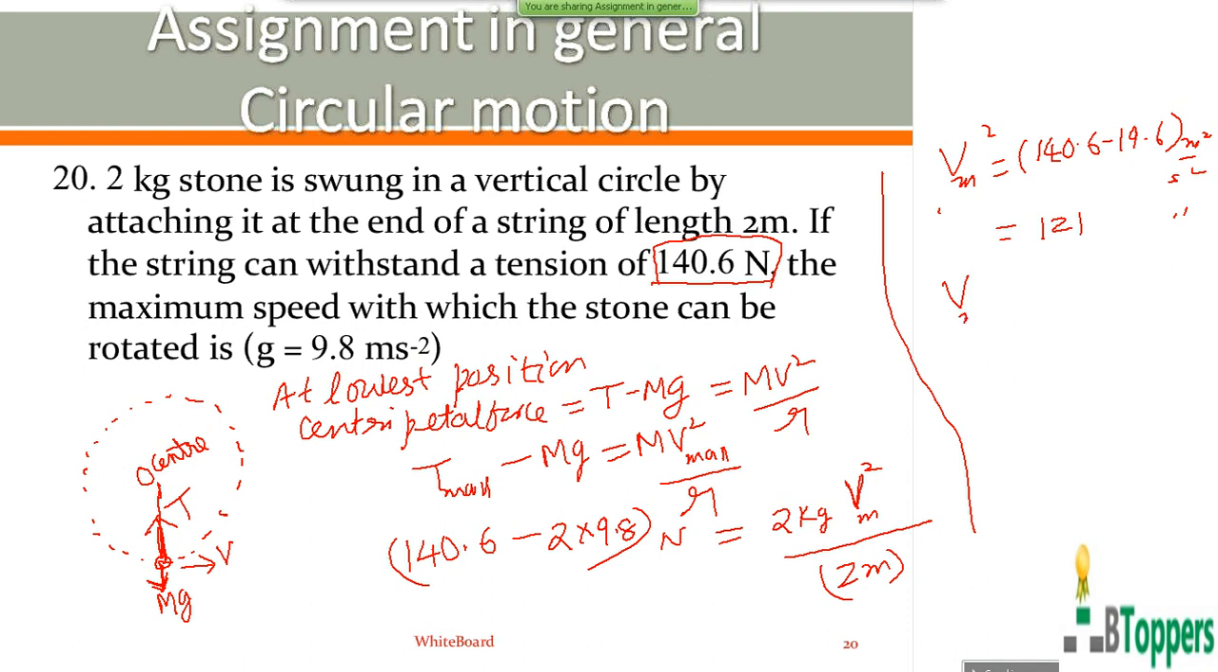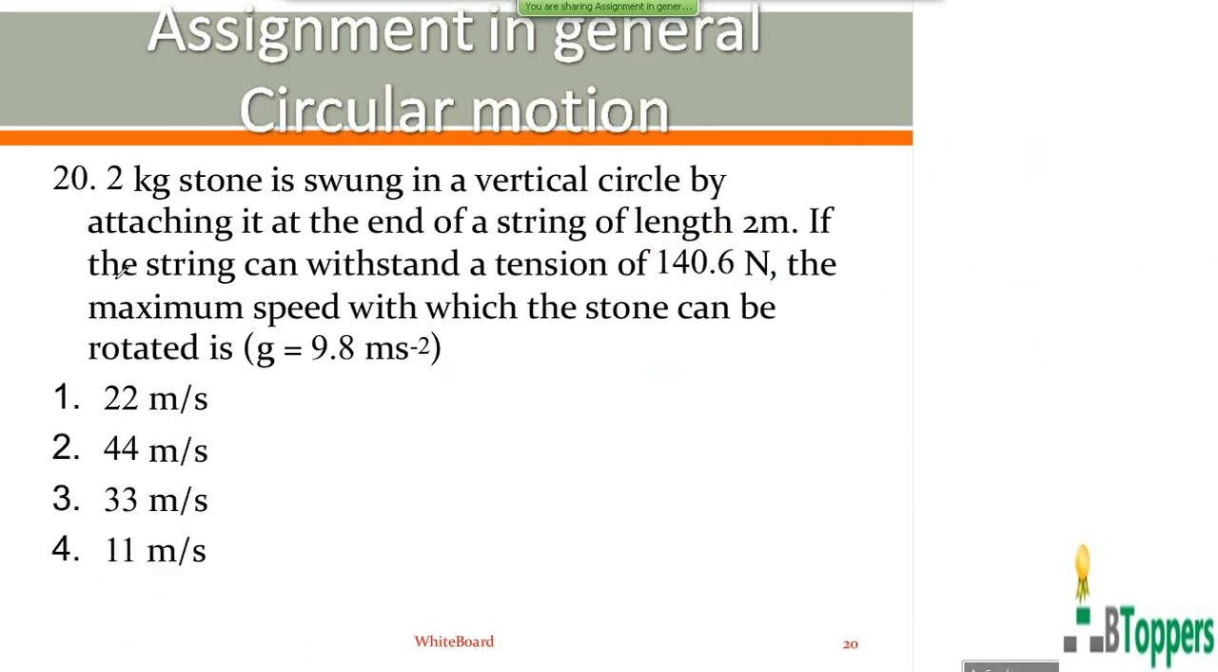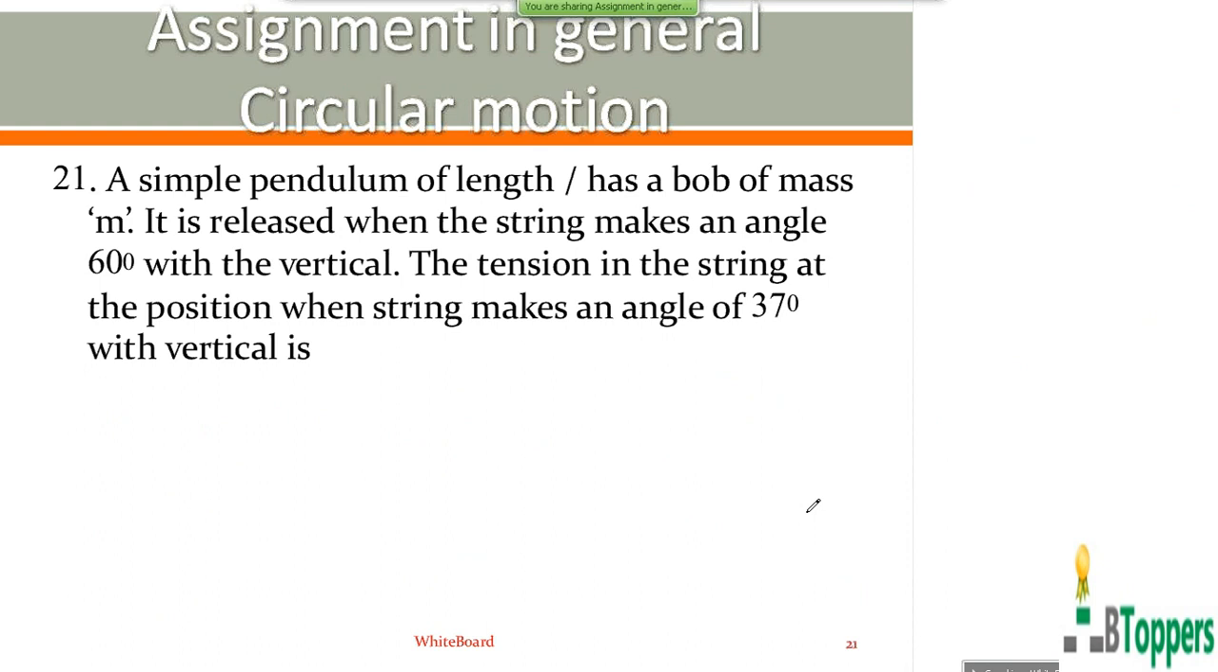So the maximum speed with which the stone can be rotated without breaking the string is root 121 meter per second, or 11 meter per second. That's the answer. So for question number 20, which I have just now discussed, the fourth option is the answer. Next, look at question number 21.